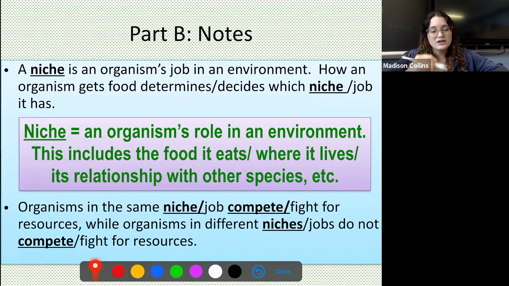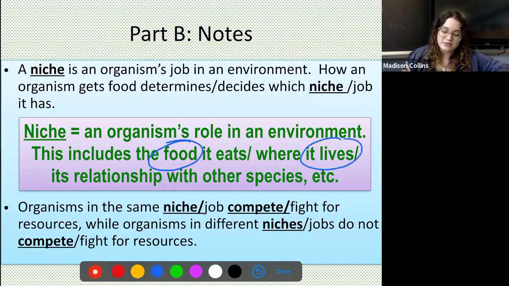So because of this, organisms that have the same niche or the same job are going to compete or fight for resources, right? Because if we've got two organisms that eat the same food or live in the same place, they're going to be competing or fighting over resources if they have that same niche. But if organisms don't have the same niche, if they're in different niches or have different jobs, they're not too worried about each other. They're not going to compete or fight for resources because they don't eat the same food, they don't live in the same place. They're really just not concerned with each other, okay?